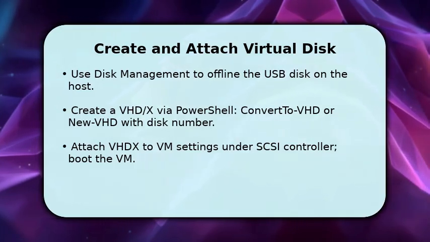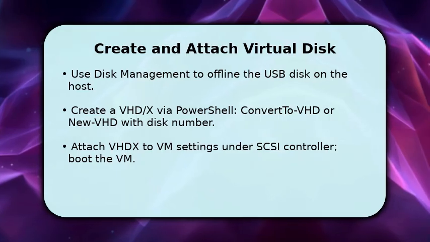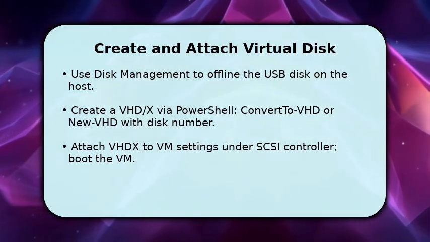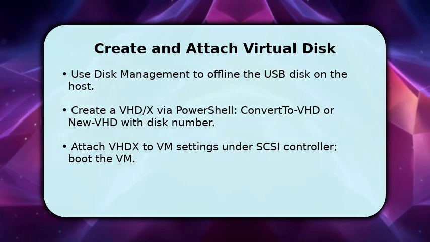Once the VHDX exists, open VM settings, add it to the SCSI controller as a hard drive, and start the VM to see the drive appear in the guest OS.